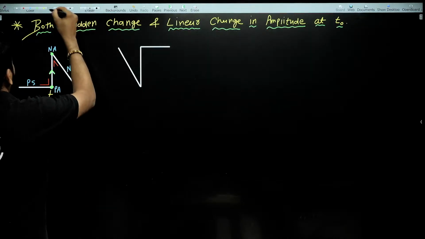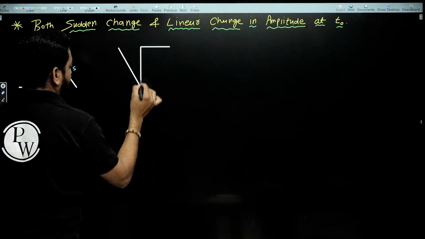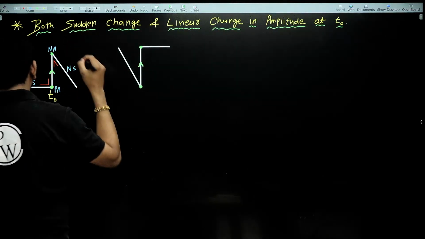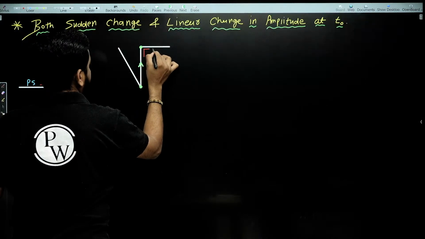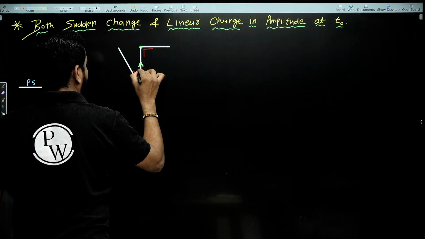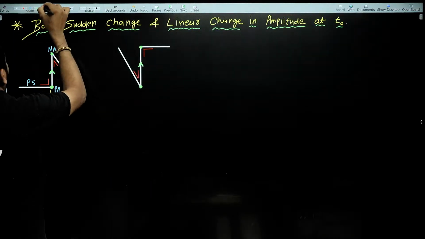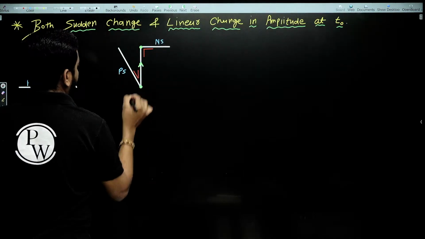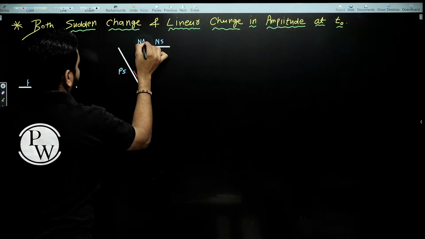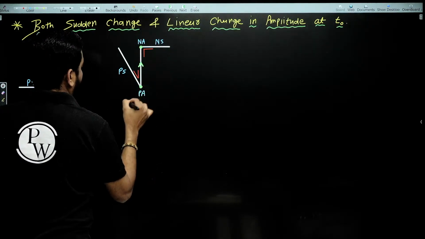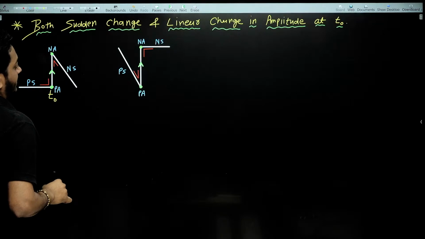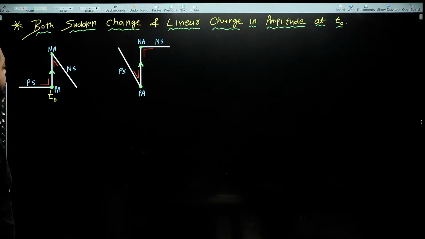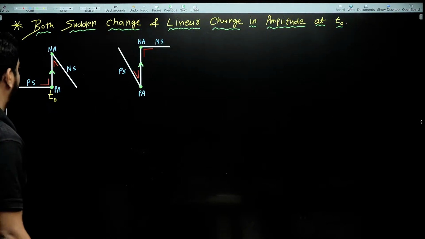You can see here, guys, there is a sudden change in amplitude from here to here, as well as linear change in amplitude at t naught. So again the next slope, the previous slope, the next amplitude, the previous amplitude. You are getting next amplitude minus previous amplitude, next slope minus previous slope, like this. Okay. This is clear, guys?